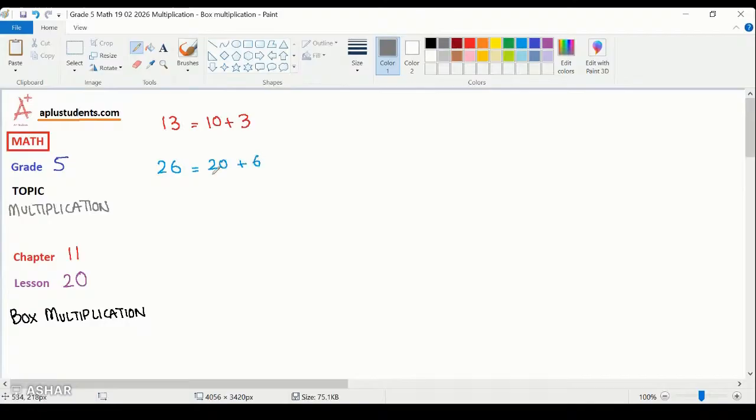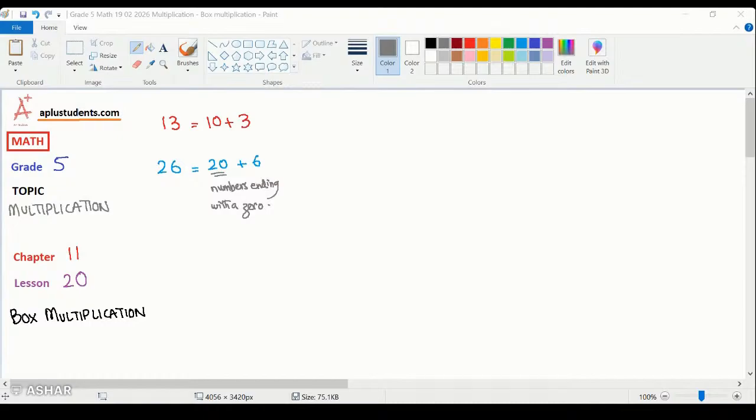And we know the rule for multiplication for numbers ending with a 0, right? So we can break any number into two numbers, right?